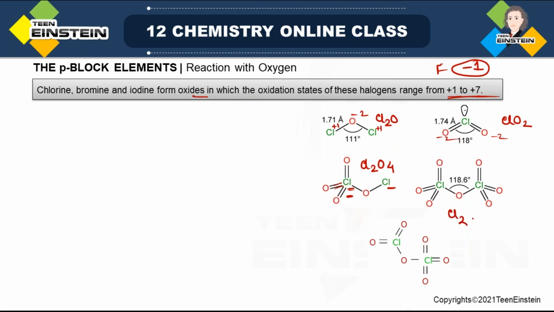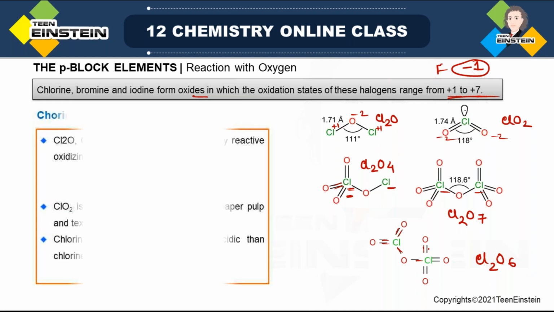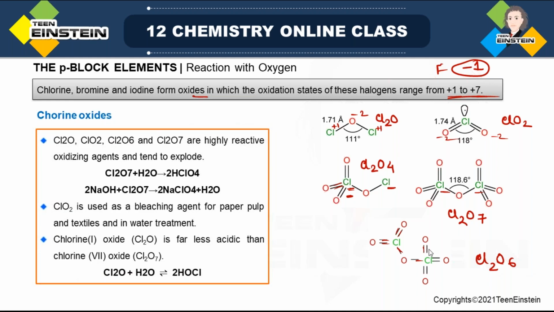Next we have Cl2O7. Now both the chlorines are in the same environment. So both are 1, 2, 3, 4, 5, 6, 7. That means +7 oxidation state. And this one is Cl2O6. Here also both the chlorines do not have the same chemical environment. Here we have a total of 5 bonds. It will be +5, but this is +7. So these are the different variations for chlorine oxides.